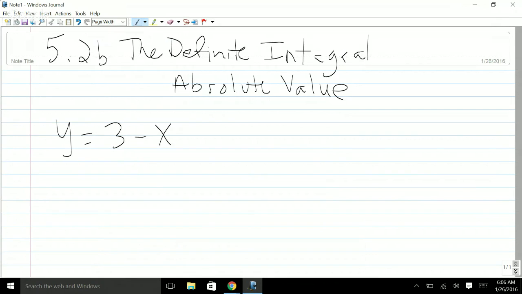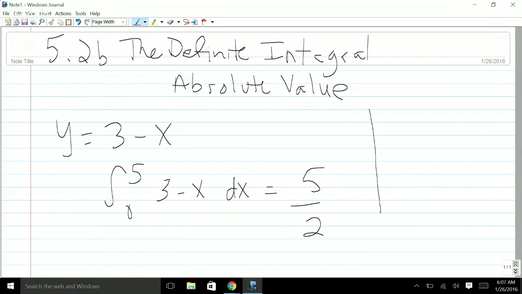this graph, and I think we figured out the integral from 0 to 5 of 3 minus x was, I believe, 5 over 2. Hopefully that's right. And it was 5 over 2 because of signed area.